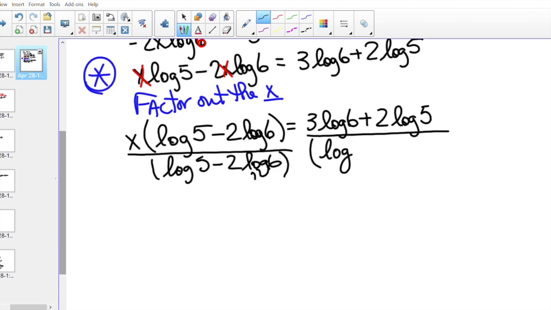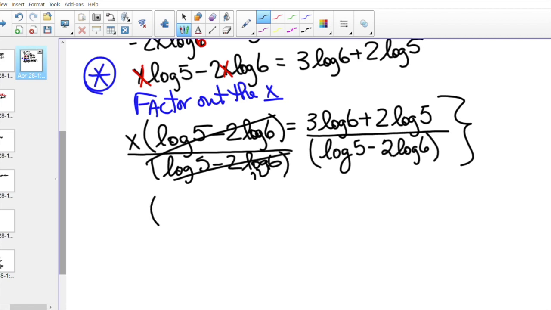And that's log of 5 minus 2 log of 6. Of course, that cancels. Now, calculator time. Okay, all of this has got to be placed in your calculator. But first of all, we're going to start out by putting a parentheses in front of that 3.